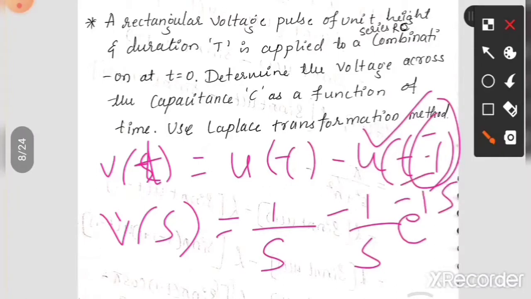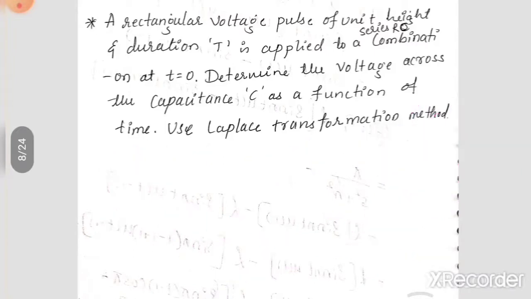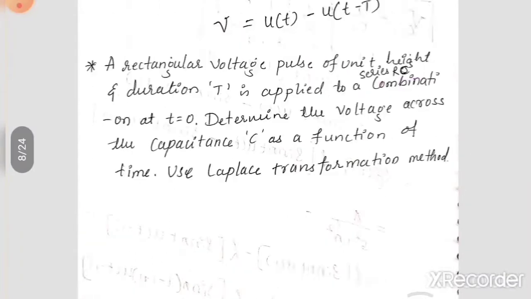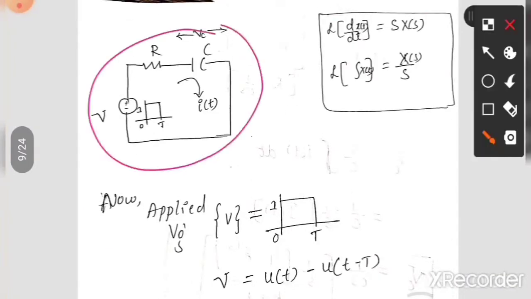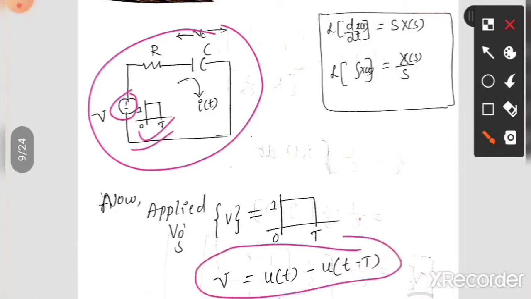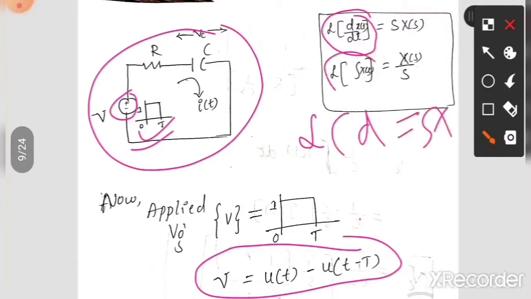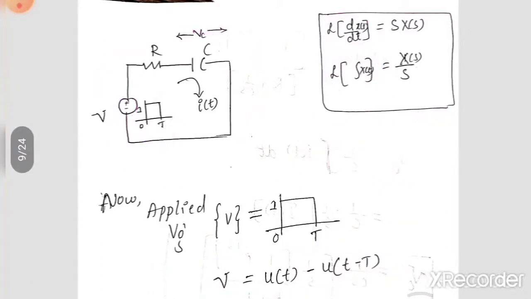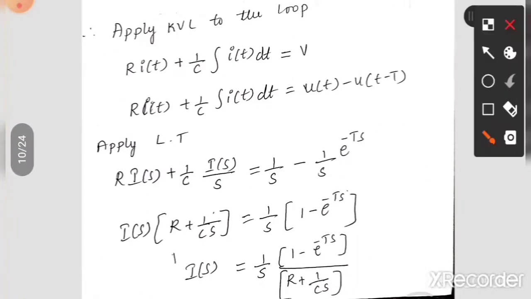That's it. This voltage we have to take and apply to this particular RC series circuit. Instead of a voltage source, we have this signal V of t, u of t minus u of t minus capital T. And remember one thing, the Laplace transformation of differentiation is s into X of s, and of integration is 1 by s. So first we apply it as usual. Now we know the V, and we can apply it here.